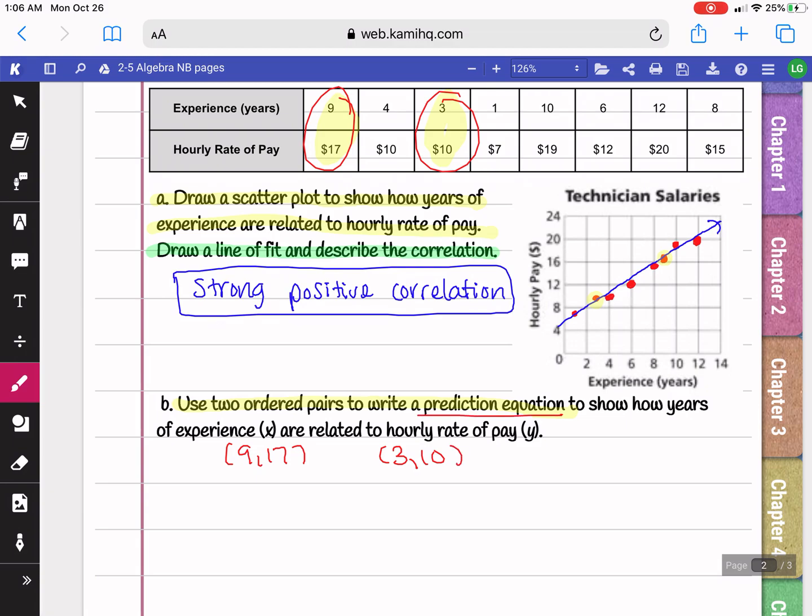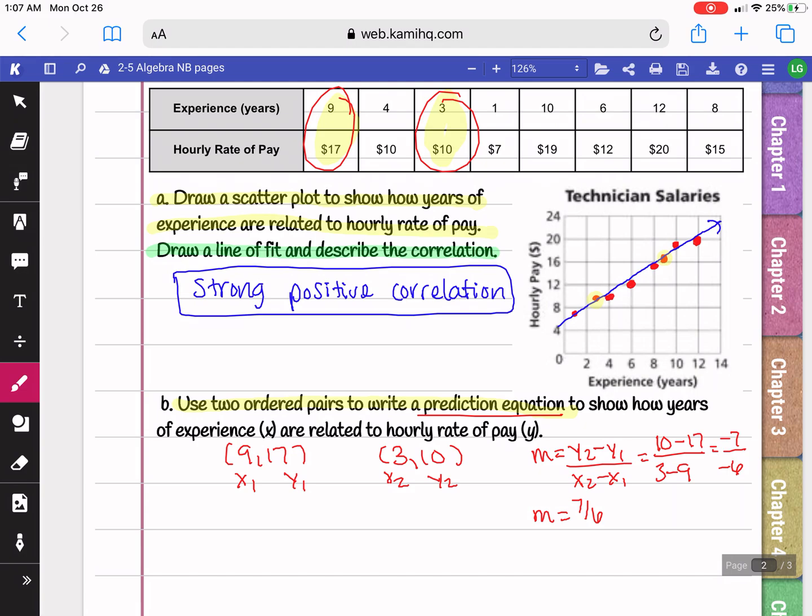Well, you should know from our previous topics, when you're writing your equation, you want to find your slope. So we're going to have to use the slope formula to get our slope here. So I'm going to plug in for y2 minus y1, 10 minus 17. For x2 minus x1, 3 minus 9. This comes out to negative 7 over negative 6. Remember, two negatives become positive, so it's positive 7 over 6.